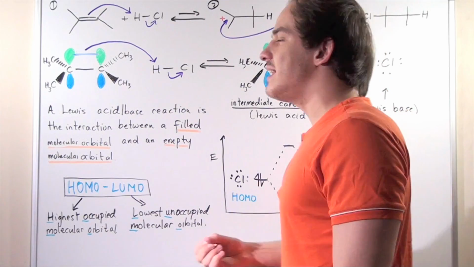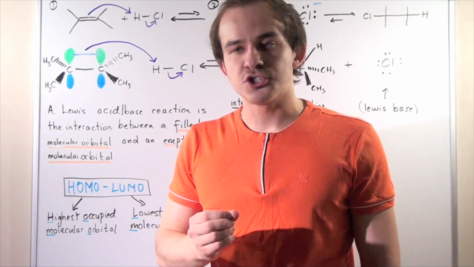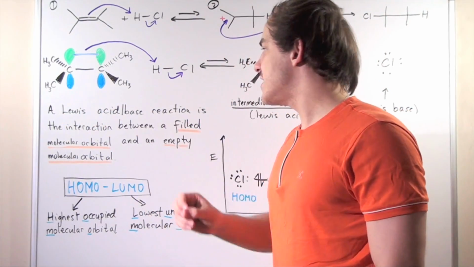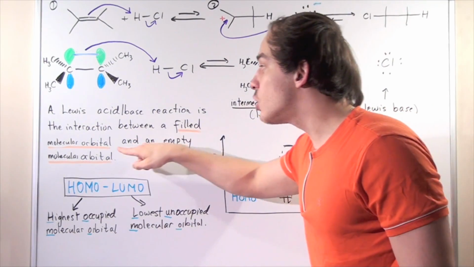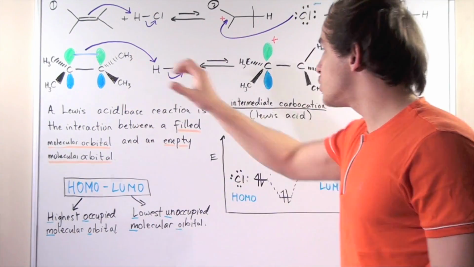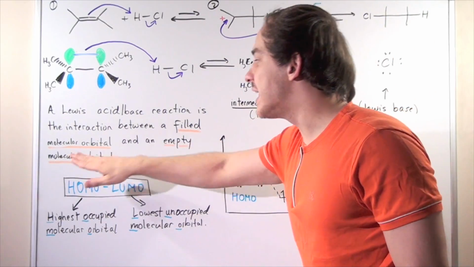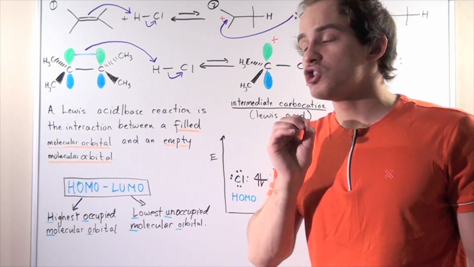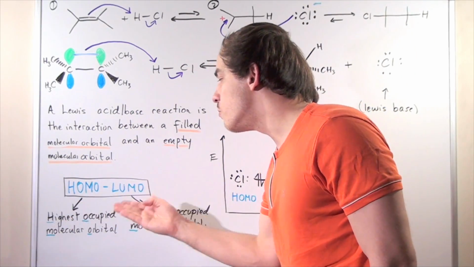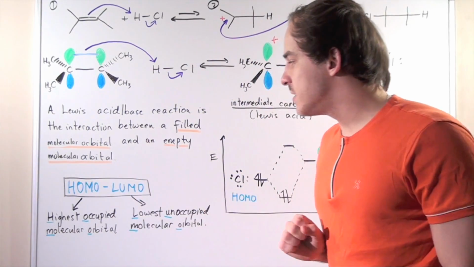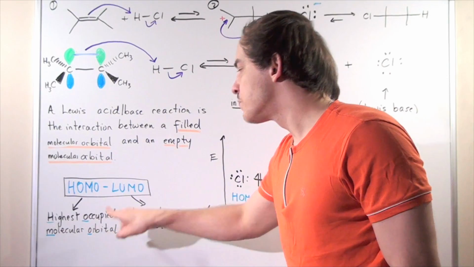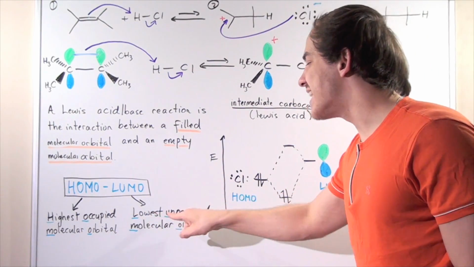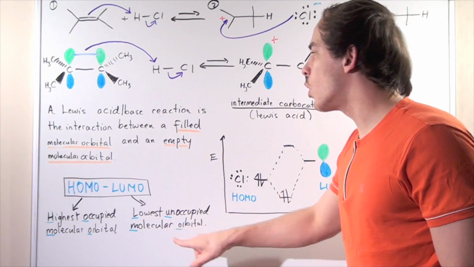So what exactly is a Lewis acid-base reaction? A Lewis acid-base reaction is the interaction between a filled molecular orbital, as we saw here, and an empty molecular orbital. And this is known as a HOMO-LUMO interaction. HOMO simply meaning highest occupied molecular orbital, and LUMO meaning lowest unoccupied molecular orbital.